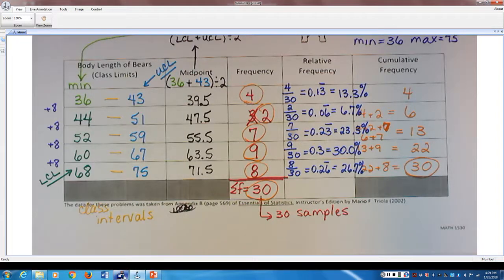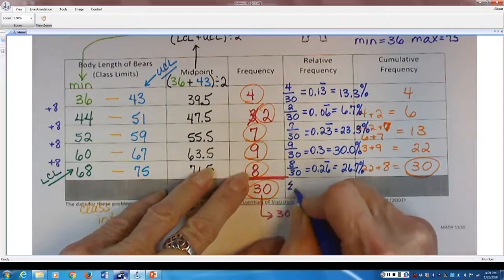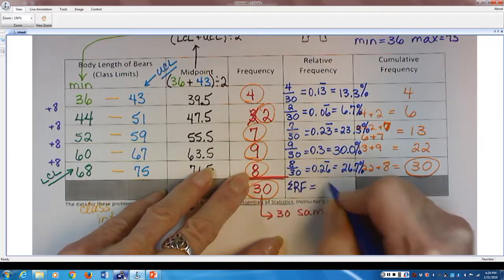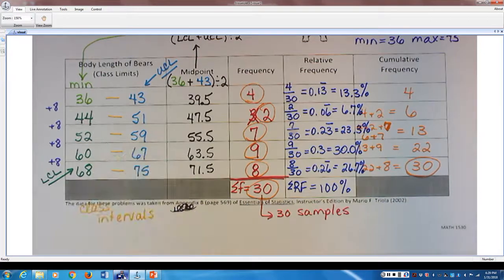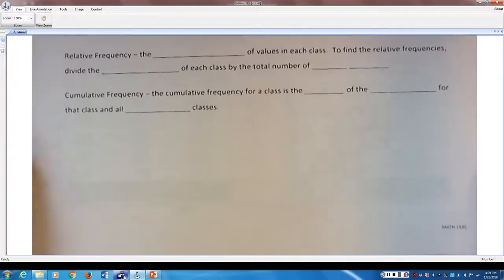So does anybody have any questions on that exercise? You want us to put the 100% at the bottom of relative? Yeah, that's why that blank's there. If you add up your relative frequency, you should get 100%. Or 1, if you just added up the fractions. Can we fill the blanks at the top of the page? Let's fill in the ones that I've already told you how to do first, and then come to the class boundaries last.